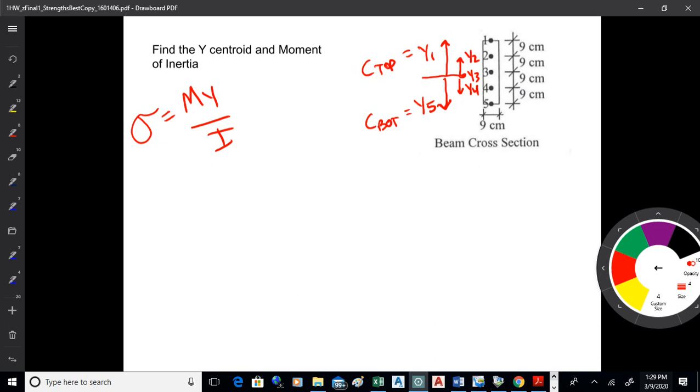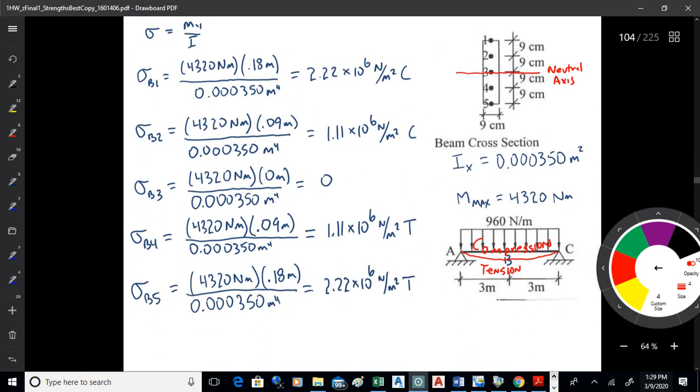Now, when you're doing design, you always use C, because that's going to get you the biggest stress to calculate for. But if you've just done this problem, we're just looking at what's the stress in these different locations, 1, 2, 3, 4, and 5. So you just plug in the different Y's. On this one, you're going to have one moment and one I, and then it's just a matter of plugging in the different C's and figuring out the stresses. So I just went ahead and did it like that, plugged them all in, and got the different values.